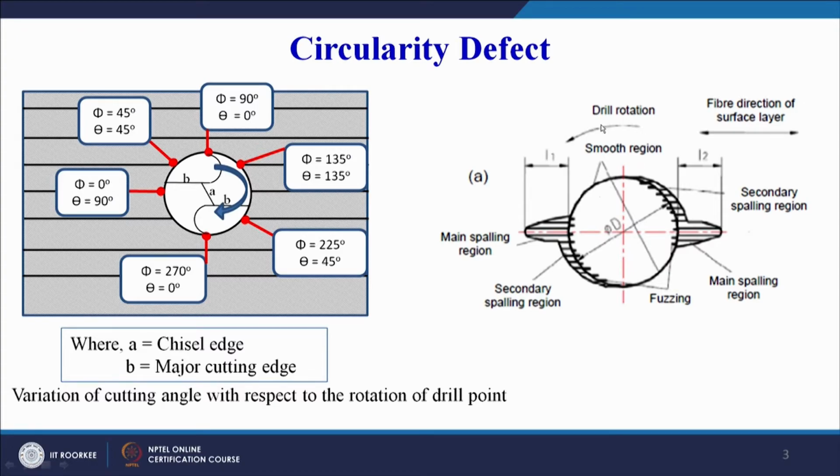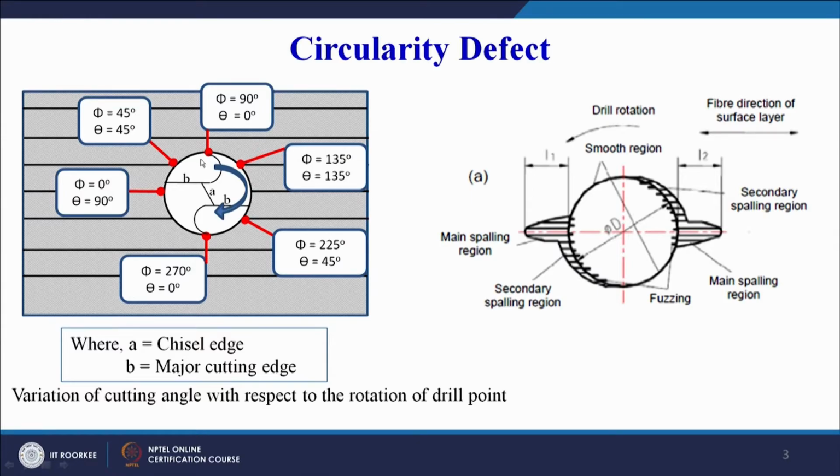This is the drill rotation. The drill is rotating in this direction, and the fiber direction is shown here. This is the direction of the fibers. So we see that spalling is one form of damage that is reported. Fuzzing is another form. The surface is not that smooth, it is a fuzzy surface. So there are different forms. The matrix burning is another form, chipping is another form, fiber pull out is another form. So we have different types of damage that take place during the drilling operation, and we have to avoid this type of damage.